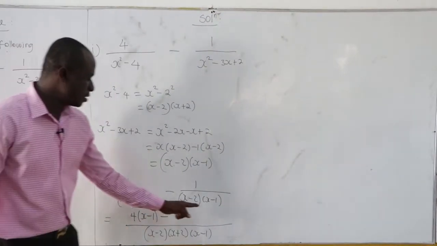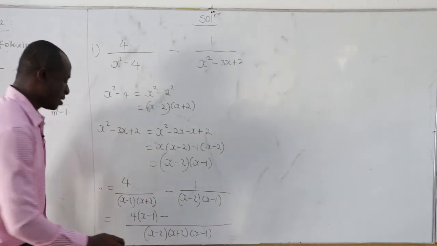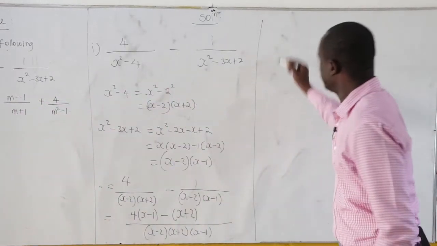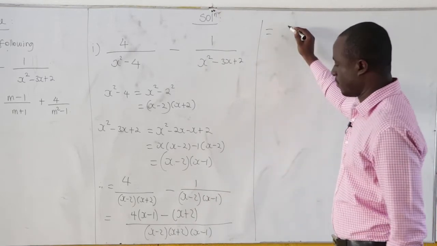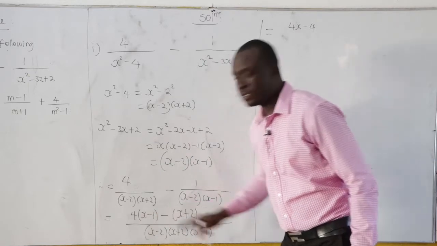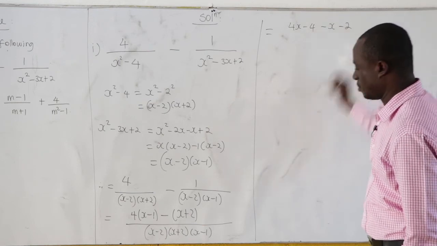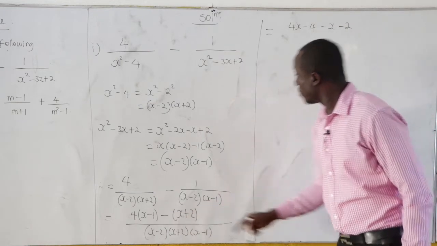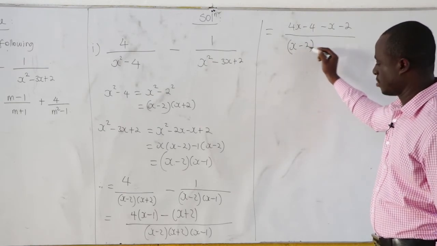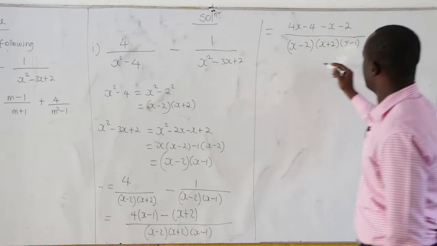Minus, now let's see, (x minus 2)(x minus 1) will cancel. So what do you have? x plus 2. Let's put it in brackets. Now, simplifying the numerator, 4 times (x minus 1), we have 4x minus 4. 4 times x is 4x, 4 times negative 1 is negative 4. And then we have minus (x plus 2). That's this times this and this times that. All over (x minus 2)(x plus 2)(x minus 1).